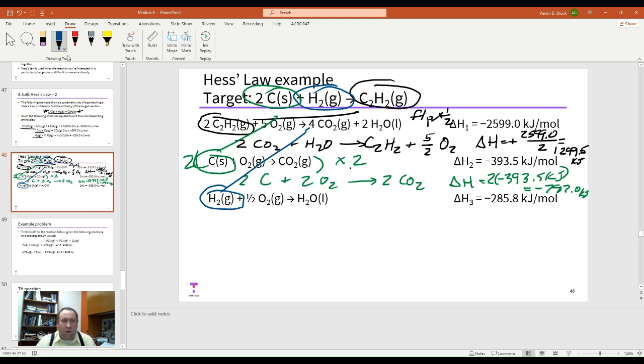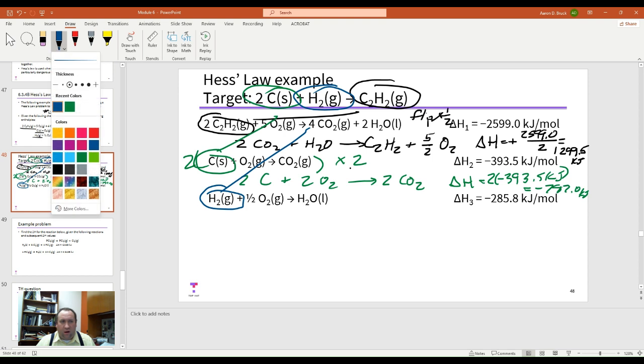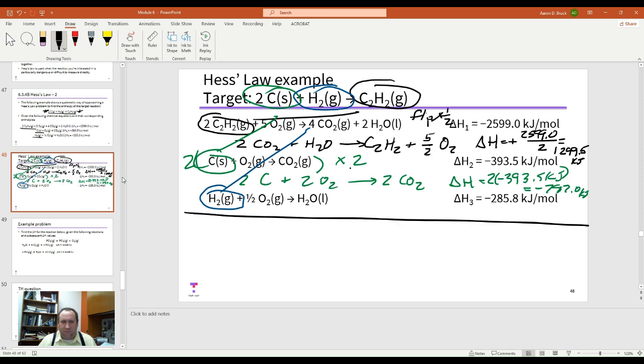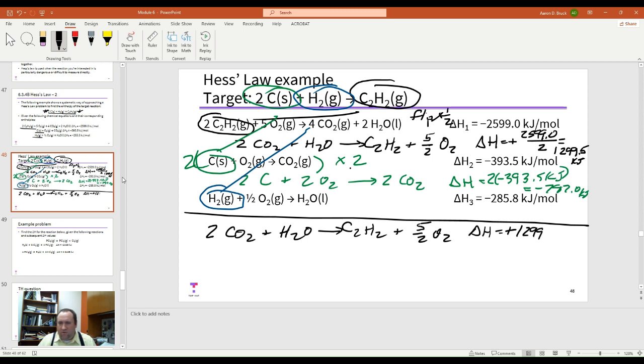And so when I go to put it all together, I'm going to rewrite this so that I have all three equations all together. I'm going to have 2 carbon dioxide and water to make acetylene, and 5 halves oxygen. The delta H for that one was positive 1299.5 kilojoules.